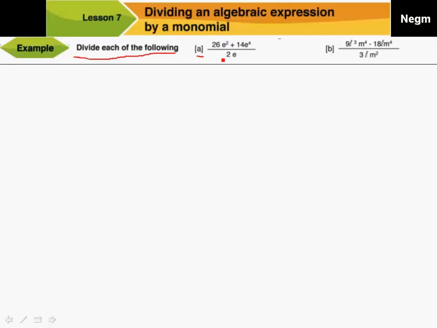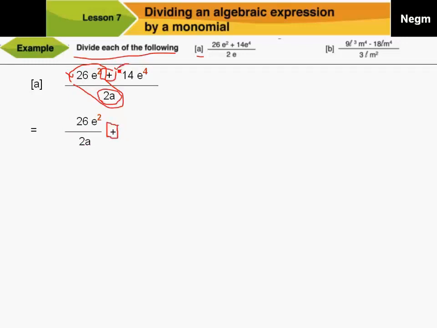We will solve a together, which is 26e to power 2 plus 14e to power 4 divided by 2e. We know if you have one denominator and a lot of elements at the numerator, we can divide it into elements. So this will equal 26e to power 2 divided by 2e plus 14e to power 4 divided by 2e. We divide this into two terms, this one and that one.